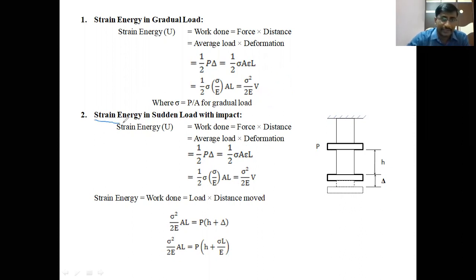Then the second case is strain energy in sudden load with impact. When the load is applied suddenly with impact, what is the energy stored within the body? What is the stress developed in the body? So this is the second case. Look at this diagram. One bar is attached at the roof, hanging from the roof, and at the bottom of that body we place one collar. This is called a collar. On that body we are releasing some load P from a height h above the collar.